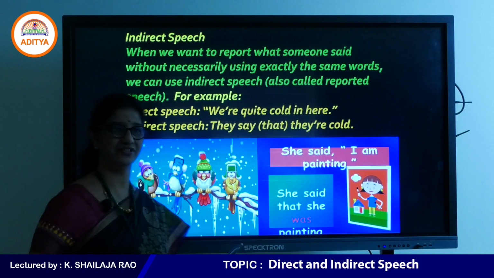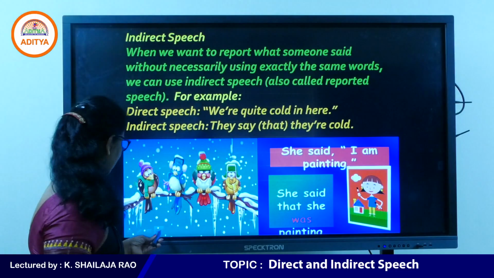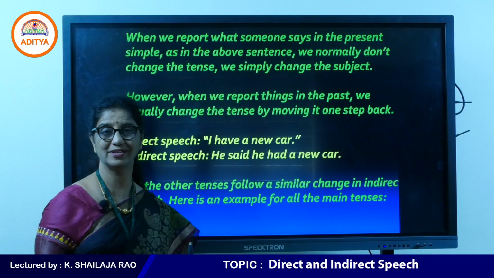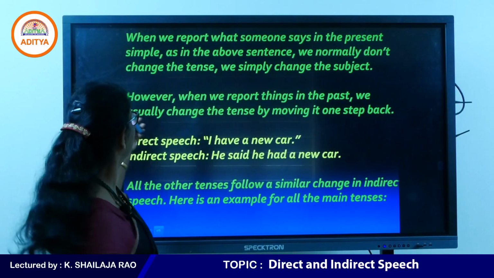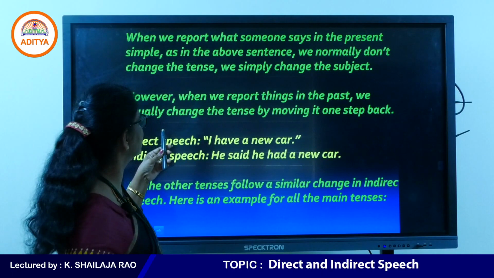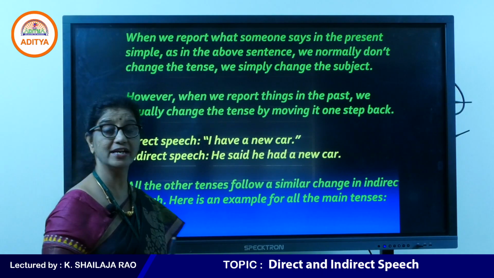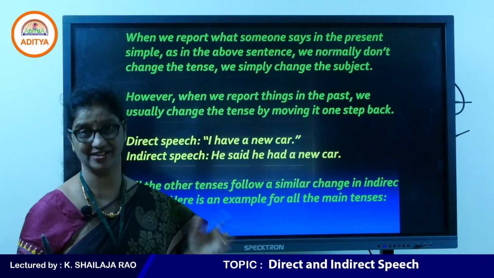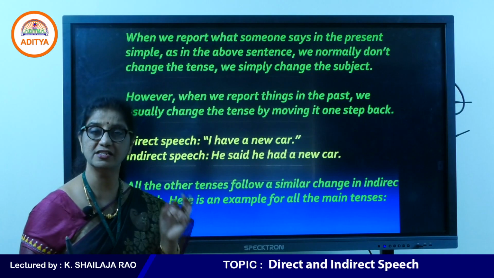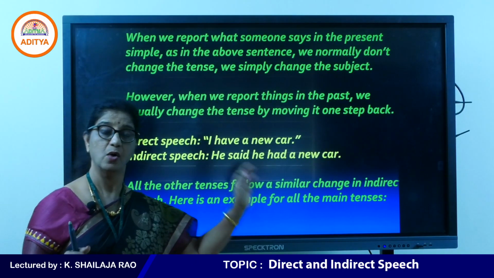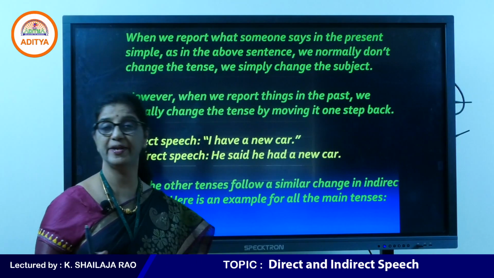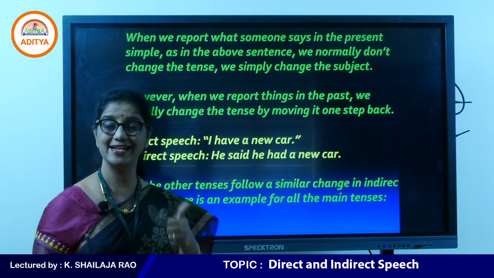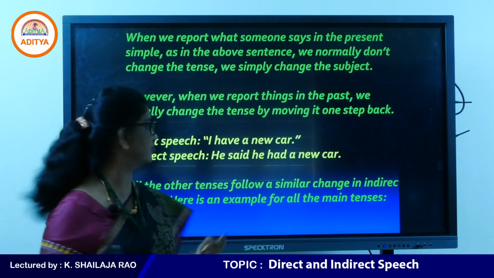So the switch. When we report that something is happening, we normally change the tense. We generally do not change the tense, we just change the subject. Remember that. The tense does not change. Whichever tense is in the direct speech should be there in the indirect speech, should be there in the reported speech. The tense will not change, only the subject changes.